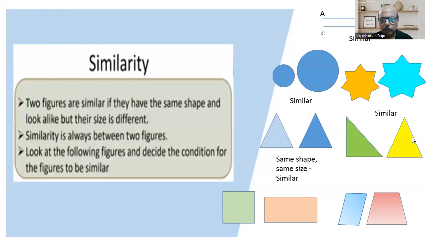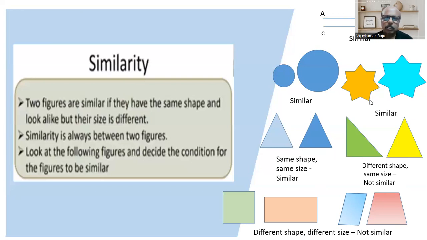Here, this shape is different, not similar. Different shape, same size, not similar. Different shape, different size, not similar. Different shape, different size, not similar. Different shape, same size, not similar. Same shape, same size, similar. So this picture could give you a much better idea than just learning a definition. It gives a better idea about what it is. Now let us go further.